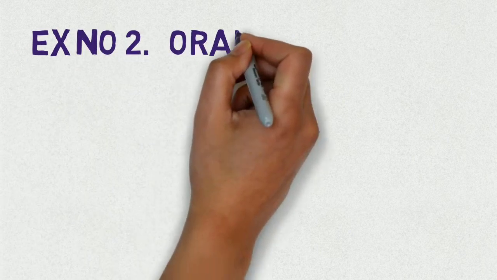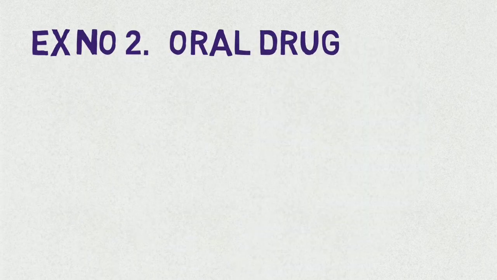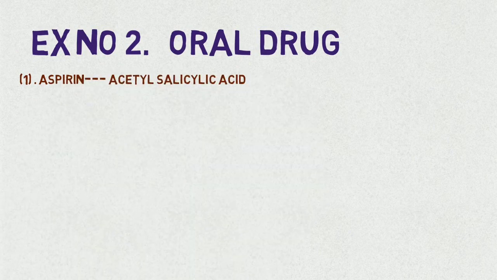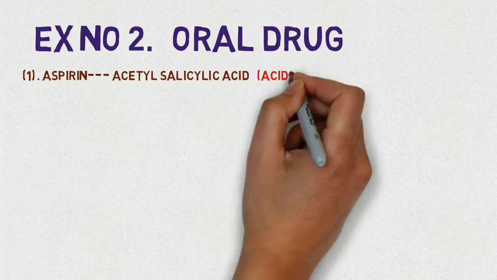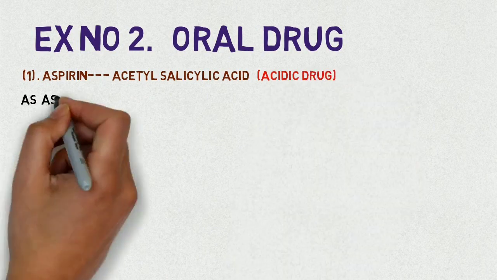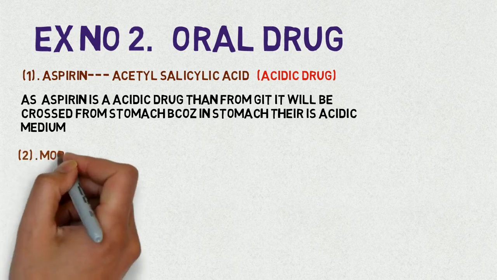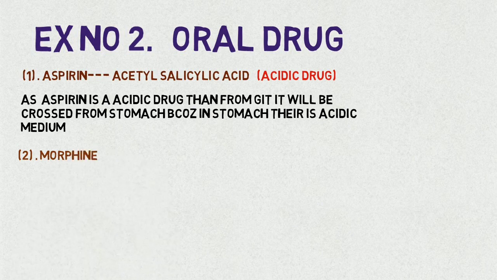Example number 2, we can take the example of oral drugs. Like aspirin, we all know that aspirin is acetyl salicylic acid, which is an acidic drug. When we take the drug, it will go through the GIT to the stomach. As there is an acidic medium in the stomach, it will cross the membrane, as the drug is acidic and the medium of the stomach is also acidic.